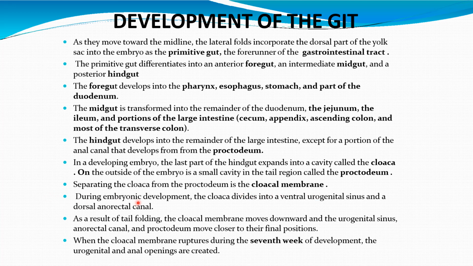So during embryonic development, the cloaca divides into a ventral urogenital sinus and a dorsal anorectal canal. As a result of the tail folding, the cloacal membrane moves downward and the urogenital sinus, anorectal canal, and the proctodeum move closer to their final positions. So when the cloacal membrane ruptures during the 7th week of development, the urogenital and the anal openings are then created, and thus the GIT will be formed.